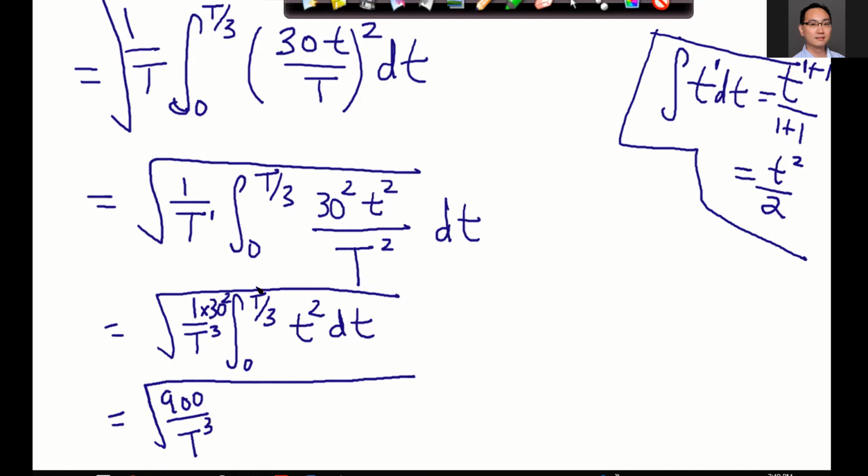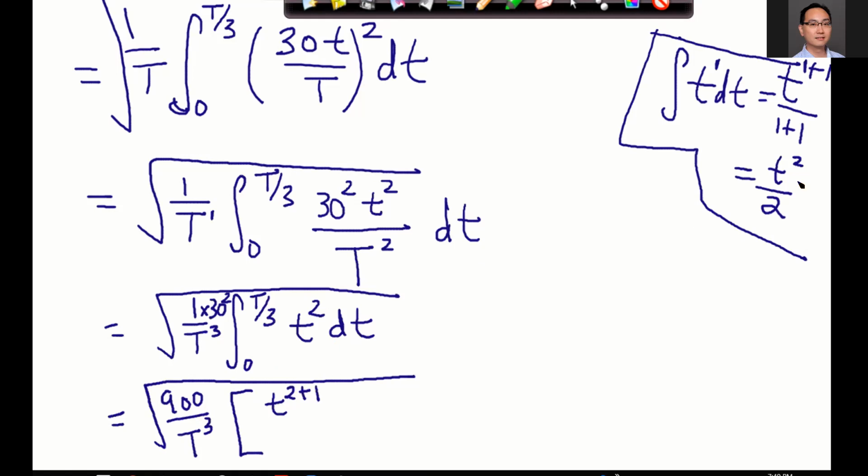Now here we've got limits. These numbers here are called limits: 0 then t over 3. This is called the limit. So what I need to do is put a square bracket for now. I'm going to integrate the t squared. So I'm going to take t squared plus 1, right?